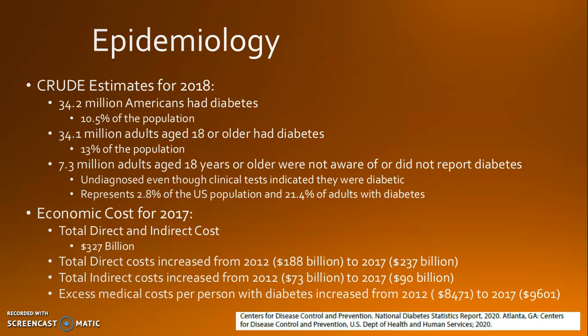7.3 million adults age 18 or older are also not aware of or did not report diabetes. We consider this undiagnosed diabetes because clinical tests indicate that they are diabetic, but they are either unaware or they didn't disclose it. That represents about 2.8% of the entire U.S. population. When we look at adults only, it represents about 21.4% of adults with diabetes are undiagnosed.